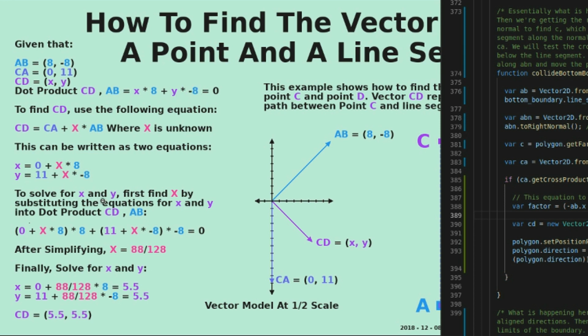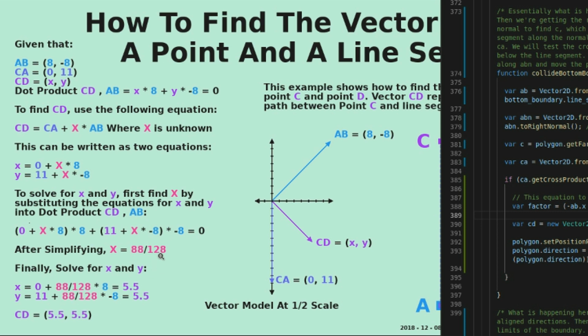So to solve for X and Y, first find factor X by substituting the equations for X and Y into the dot product CD.AB. So what that looks like is this right here. We're going to take literally this right here for X, and we're going to replace this X value with it. And we're going to take this right here for Y and replace this Y value, and we get this big long equation, which is equal to 0. So we're going to simplify this down, and I'll show you all the variables and how it looks in the code in just a moment, but we're going to simplify all this down to find X. And after simplifying, we can find that X equals 88 divided by 128.